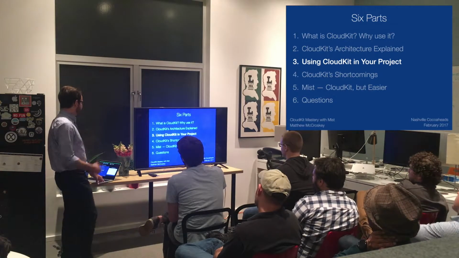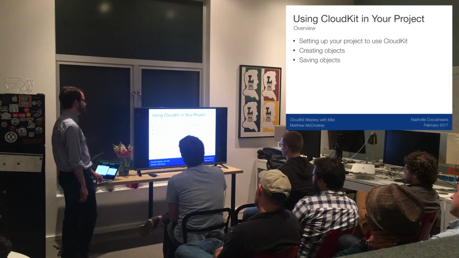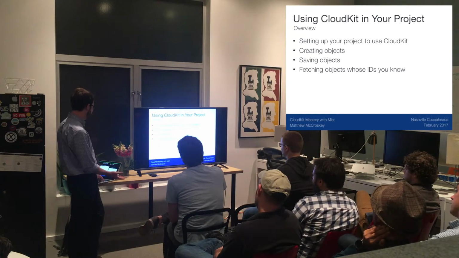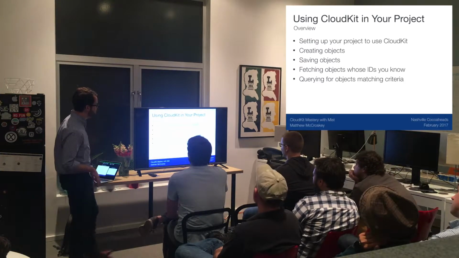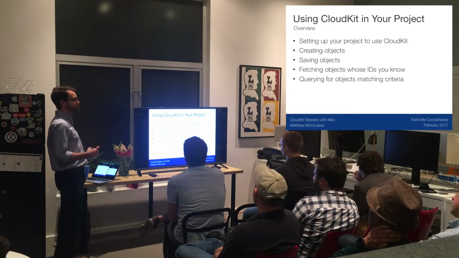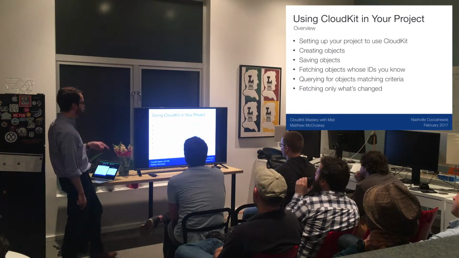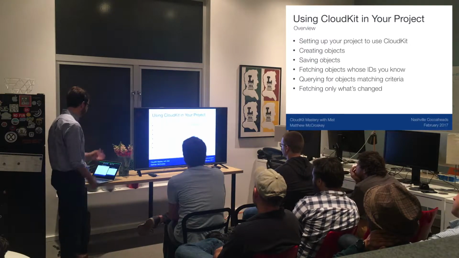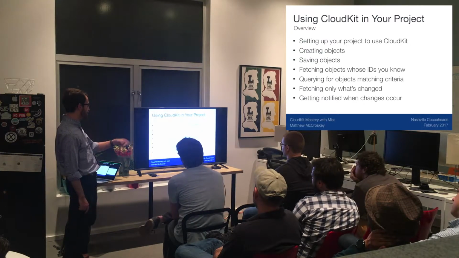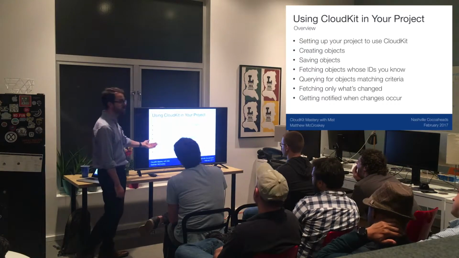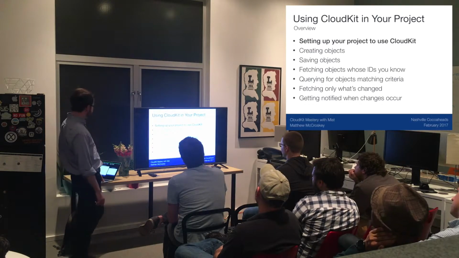So here's how to use CloudKit in your project. We'll talk about several things here: setting up your project to use CloudKit, creating objects, saving objects, fetching objects whose IDs you already know. So if you have some objects in memory and you want to get the freshest version of them. Querying for objects matching criteria. So for instance, if you wanted to get all the users' to-dos that aren't completed yet, even ones you might not have locally, you could do a query for that. Fetching only what has changed, which is what we've now alluded to a couple of times with these change notifications, the other side of the change notification. And then getting notified when changes occur. So you can get notified, these are actually the other way around, getting notified when changes occur, and then fetching only what's changed.